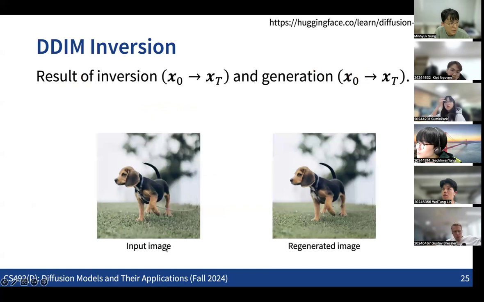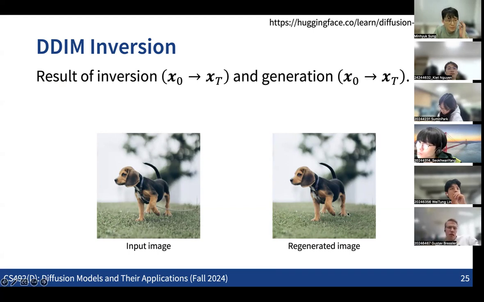And this is one of the examples where we run the inversion from x0 to x capital T, and then run the generation again from x capital T. You can see that now we got results which almost perfectly reconstruct the original image from the x capital T we produced using the inversion process.